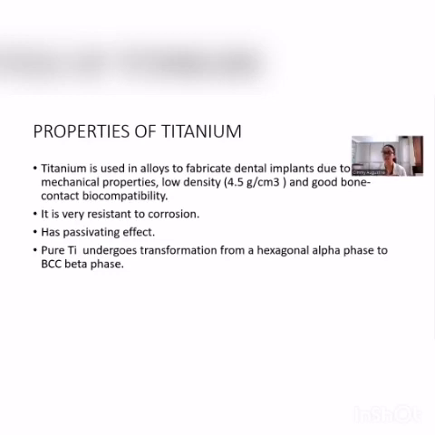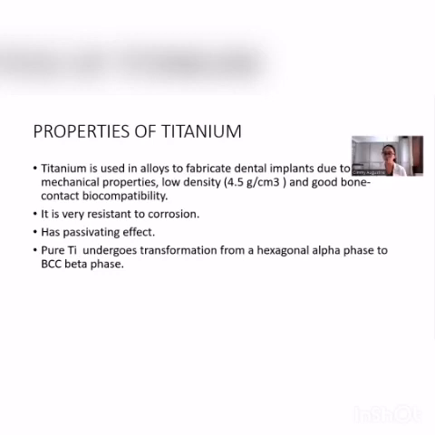Then, density is low and it has good biocompatibility. You remember in dental implants we spoke about types of integration, osseointegration and fibro-osseous integration. Osseointegration is direct, between the bone and the implant. So titanium has good biocompatibility compared to other metals. Then it is very resistant to corrosion. It's a very good property.